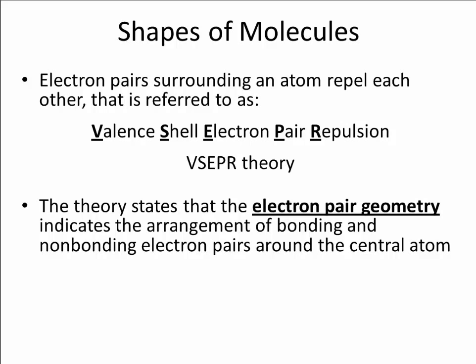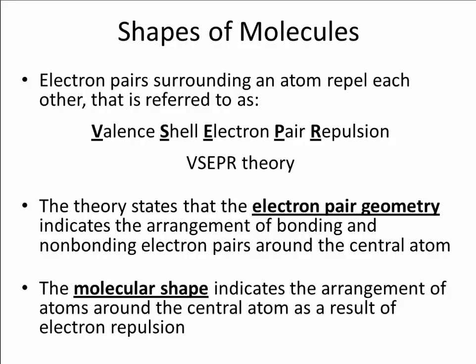This sounds somewhat complex, and we'll look at an example in a moment to make it a little bit clearer, but really all it's saying is that because electrons are all negatively charged, they're actually trying to get as far away from each other as possible. Thus, it affects the shape of the resulting molecule. So in the end, the molecular shape indicates the arrangement of the atoms around the central atom, and it's all as a result of electron repulsion.